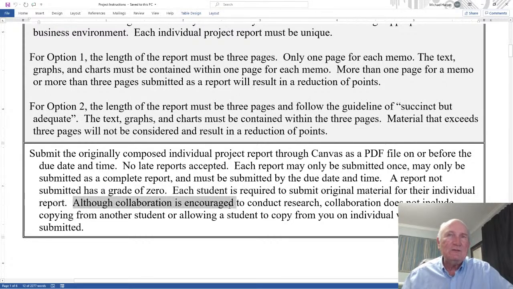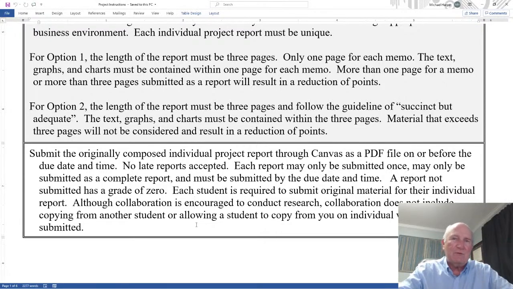Although collaboration is encouraged to conduct research, collaboration does not include copying from another student or allowing a student to copy from you on individual work that is submitted. In other words, it's academic dishonesty if you copy from someone or let someone copy from you or let someone see your paper.